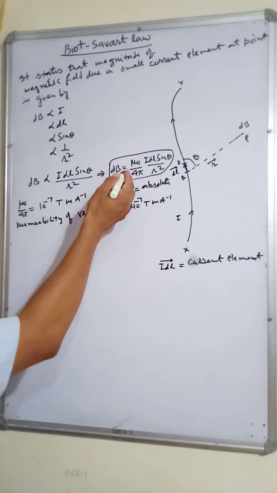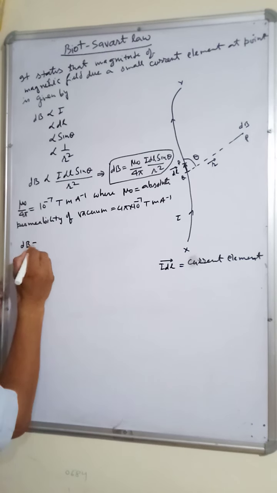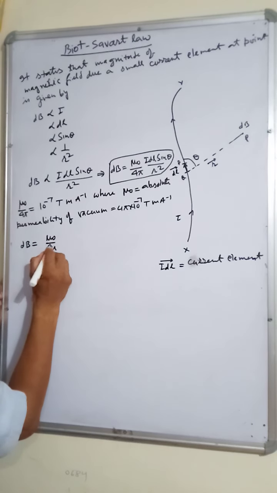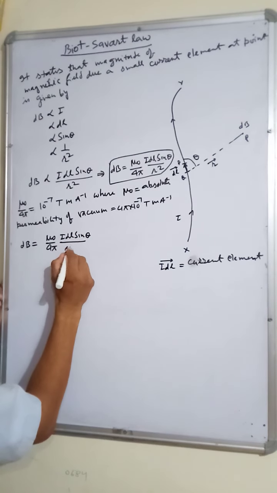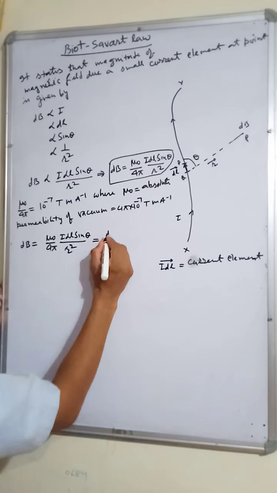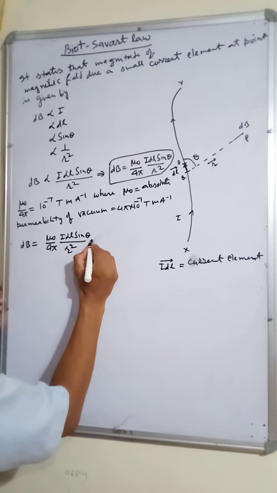Now you can convert this dB into vector form. Here dB equals mu naught over 4 pi I dl sine theta over r square, which can be written as follows.